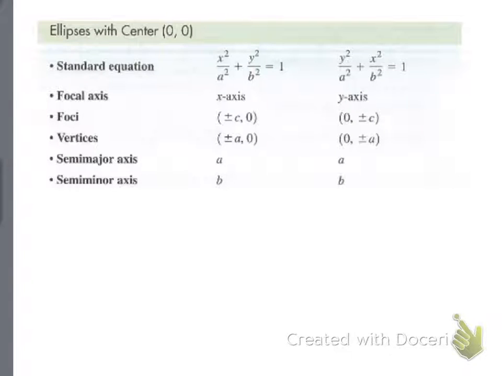So if an ellipse has a center of 0, 0, you can see everything here, what's happening. Notice the semi-major and semi-minor axes are simply the square root of the numbers on the bottom. And also the foci, you can see it's plus or minus c. c squared equals a squared minus b squared. So to find c, you've got to plug in a squared and b squared. We'll do that specific problem, but then you have to take the square root of both sides.